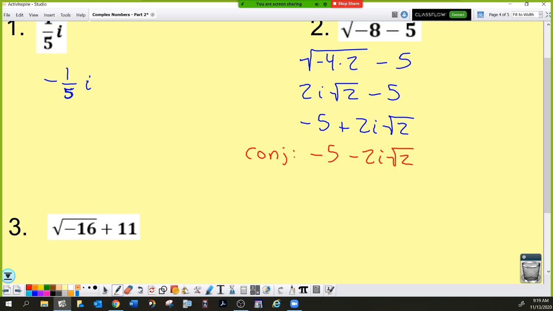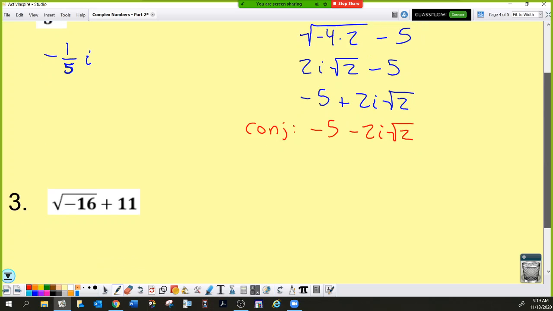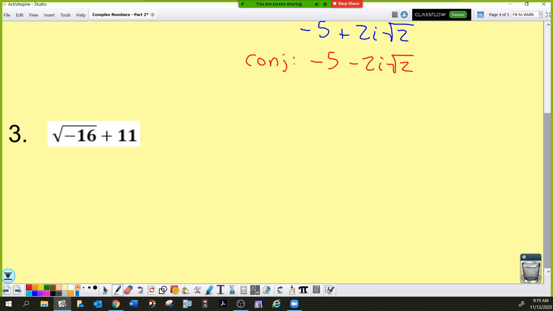So the last example. What's the square root of negative 16? 4i. This is not in standard form. Now it is. So what is its conjugate? It's 11 minus 4i.